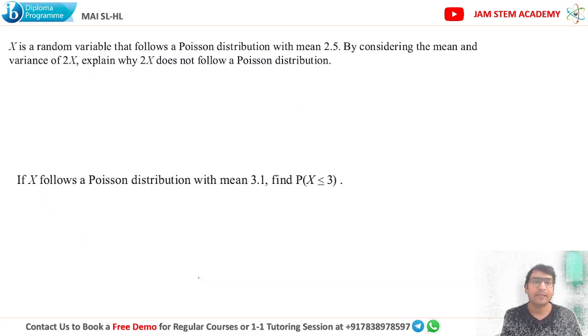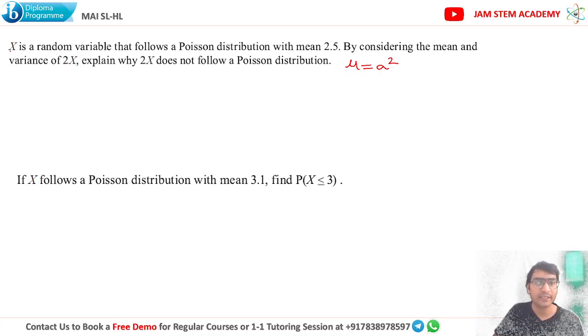X is a random variable that follows a Poisson distribution with the mean 2.5. By considering the mean and variance of 2X, explain why 2X does not follow a Poisson distribution. Do you remember that I said in the beginning the mean and variance must be the same for applying this Poisson distribution?